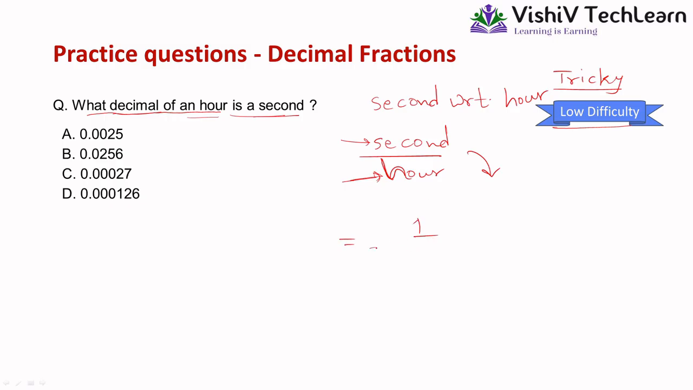Second is 1 second divided by 1 hour. 1 hour is nothing but 60 minutes, and 1 minute is 60 seconds. So 60 into 60 will be the number here, and when we simplify this, we will get the final answer. Correct? So let's start dividing it, because the options are in terms of decimal and this is in terms of fraction. So we have to convert this fraction in terms of decimal by starting division.